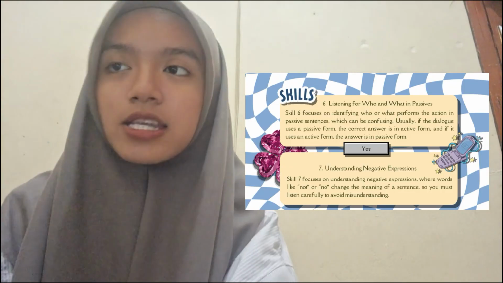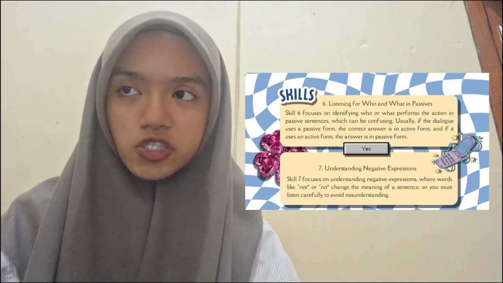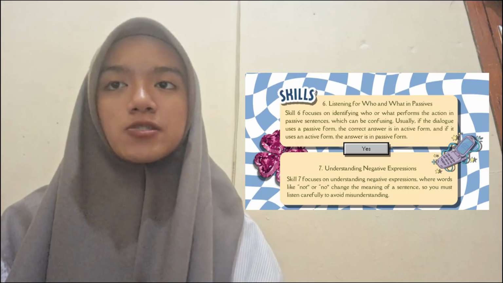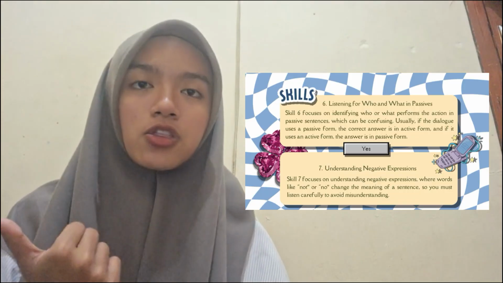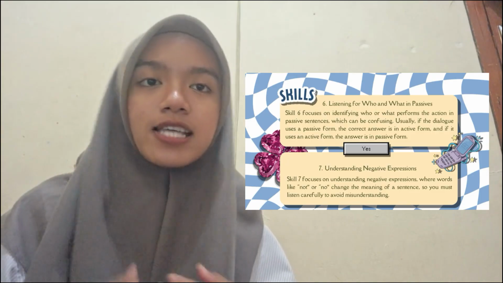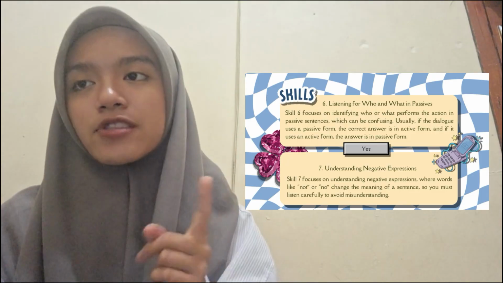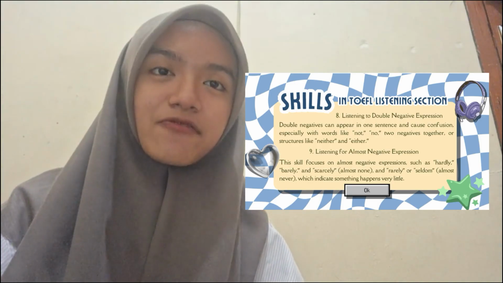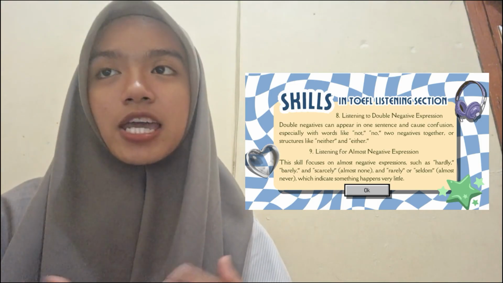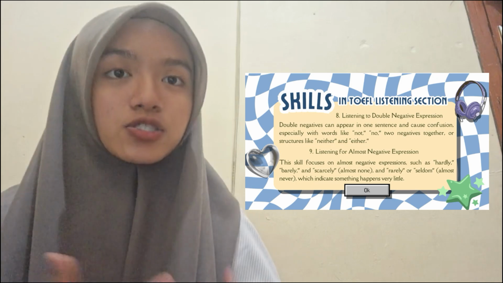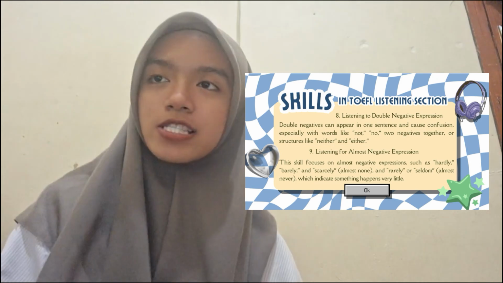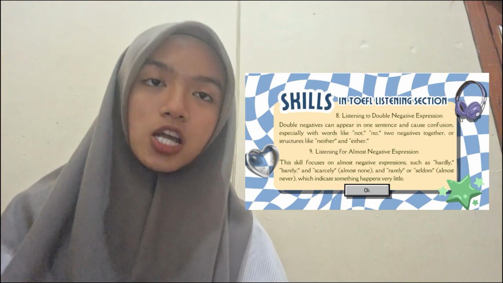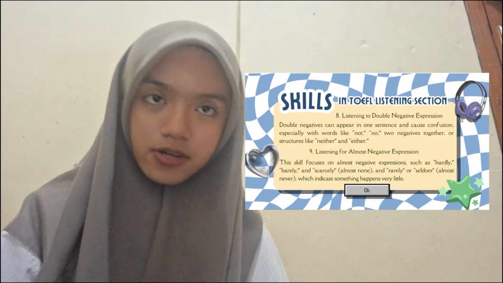And number 7, understanding negative expressions. Skill 7 focuses on understanding negative expressions where words like not or no change the meaning of a sentence. So you must listen carefully to avoid misunderstanding. Number 8, listening to double negative expressions. Double negatives can appear in one sentence and cause confusion, especially with words like not, no, two negatives together, or structures like neither or and either.